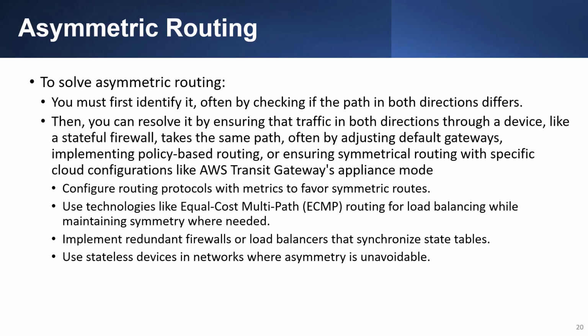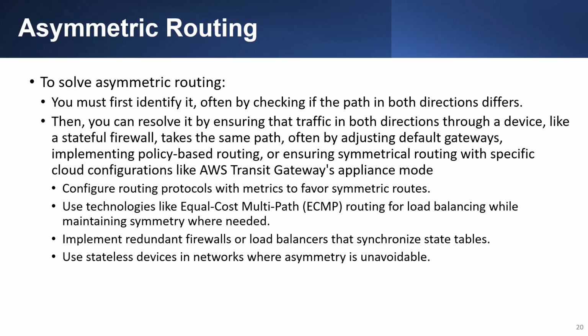To solve asymmetric routing, you must first identify it, often by checking if the path in both directions differs. Then, you can resolve it by ensuring the traffic in both directions through a device, like a stateful firewall, takes the same path, often by adjusting default gateways, implementing policy-based routing, or ensuring symmetrical routing with specific cloud configurations like AWS Transit Gateway's Appliance Mode.